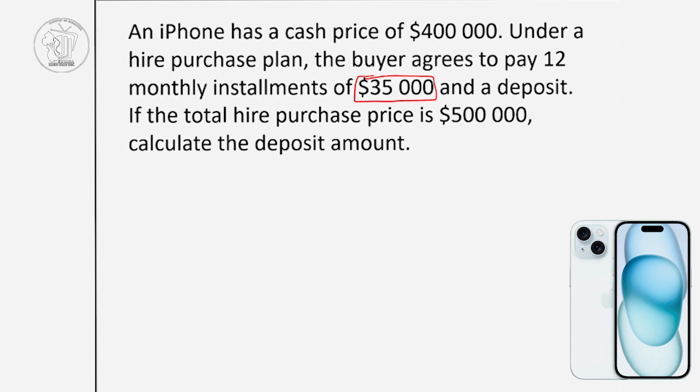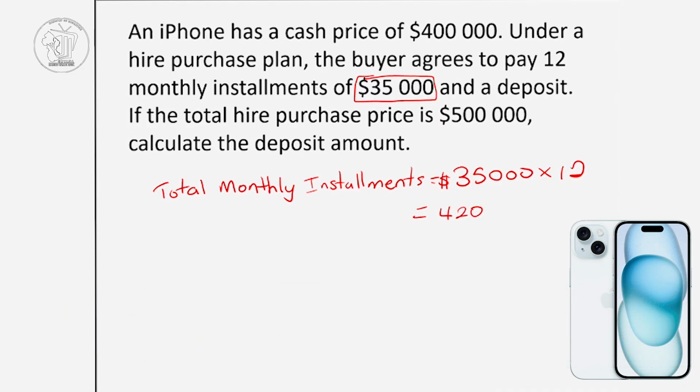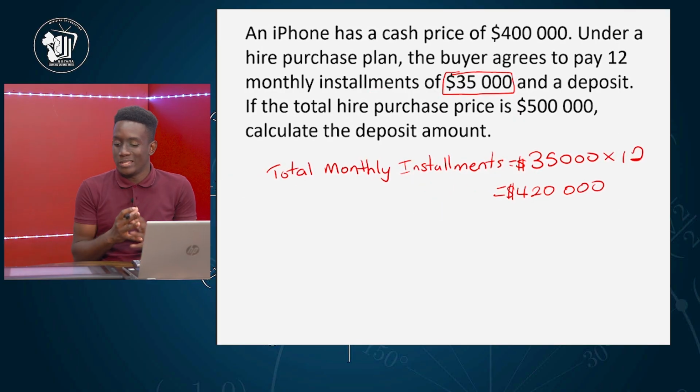So let's calculate the total monthly installments first. The total monthly installment would be $35,000 multiplied by 12. So 35,000 multiplied by 12 would give us $420,000. So we see the $420,000, that is the amount of money that they pay in installments.